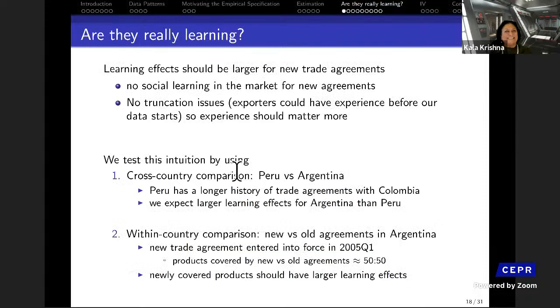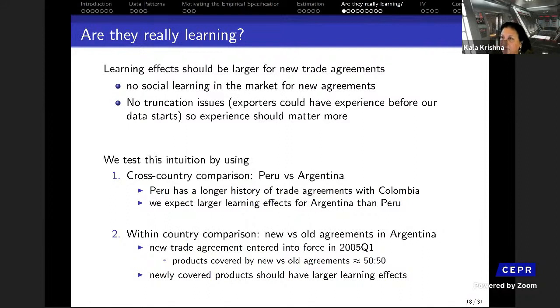Great questions. Okay. So now we say, we see these as the patterns in the data, but should we interpret this as learning? Well, we have luckily two kinds of variation, which should help us convince you that this is really learning. What are the two kinds of variation? Well, first, what I think everybody would worry about is truncation issues. Supposing we take an agreement that's been in force for 20 years, and we have data on only the last 10 years.